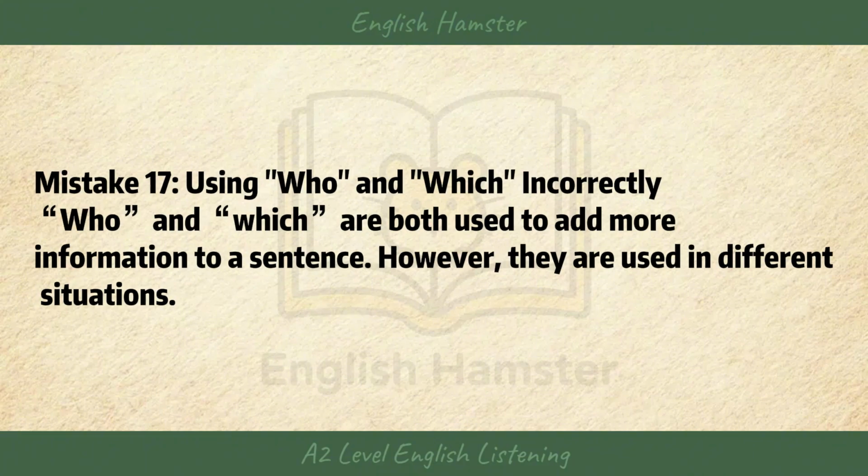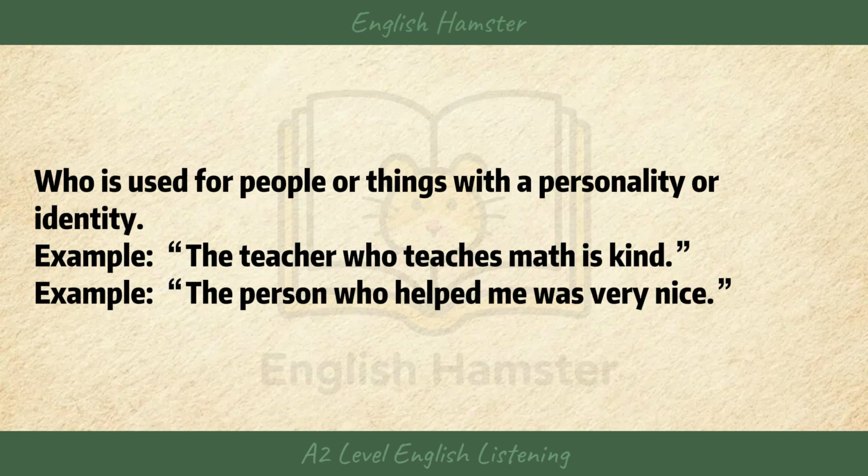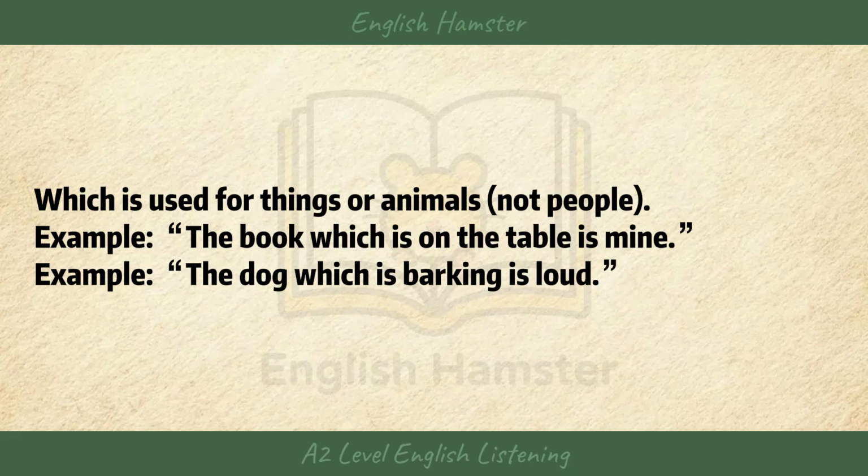Mistake 17. Using who and which incorrectly. Who and which are both used to add more information to a sentence. However, they are used in different situations. Who is used for people or things with a personality or identity. Example, the teacher who teaches math is kind. Example, the person who helped me was very nice. Which is used for things or animals, not people. Example, the book which is on the table is mine. Example, the dog which is barking is loud.